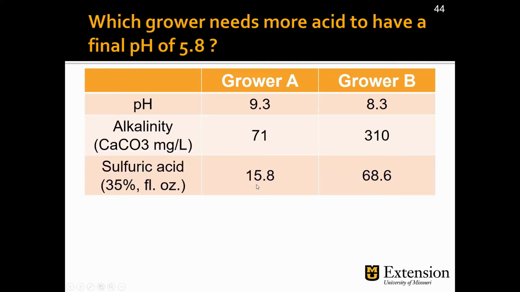Grower A is just going to need 15.8 ounces of sulfuric acid, while grower B is going to need 68.6 ounces. So even though the pH here is lower, the actual pH reading doesn't have anything to do with how much acid you're going to need to lower the pH. The alkalinity does. So if you notice, the higher the alkalinity, the more acid you'll need to neutralize to a pH of 5.8.